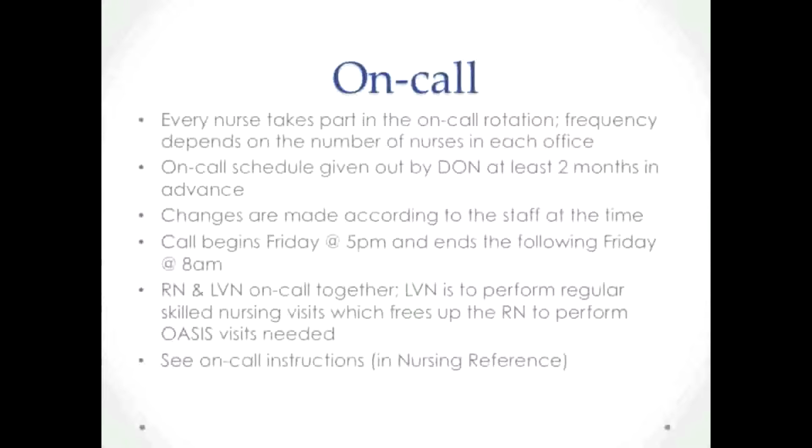For on-call, every nurse that works for a home care network is a part of the on-call rotation, and the frequency of that rotation depends on the number of nurses that work for your particular office. So if you have 5 RNs in the field and you are a case manager, then you may be put into that rotation and end up with call every 6 weeks. It depends on how many nurses you have in the field. Your director of nursing should try to make that on-call list out at least 2 months in advance, but of course she would have to change it according to the staff at the time if there are any staff changes.